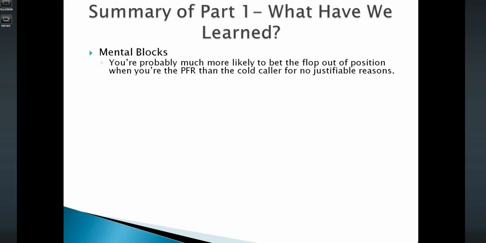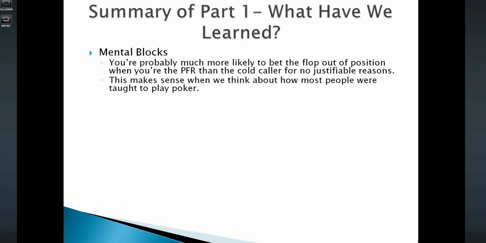You're just very much in the mindset that the pre-flop raiser should be the one who bets. This makes sense when we think about how most people were taught to play poker. Players were taught that initiative is something that matters and it's something that you should fight for because it's something that's useful to have on later streets. We also talked about the flop value to bluffing ratio.